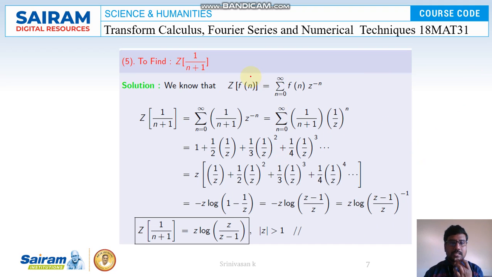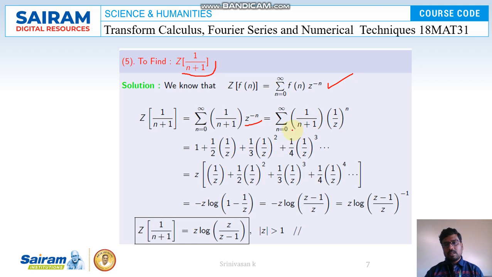Okay, so the next problem is to find the z transform of 1 divided by n plus 1. Here the function is 1 divided by n plus 1. So we know this is the definition of z transform, and we substitute the function 1 divided by n plus 1. So summation n equal to 0 to infinity of 1 divided by n plus 1 into z power minus n. This z power minus n I write as 1 divided by z power n.